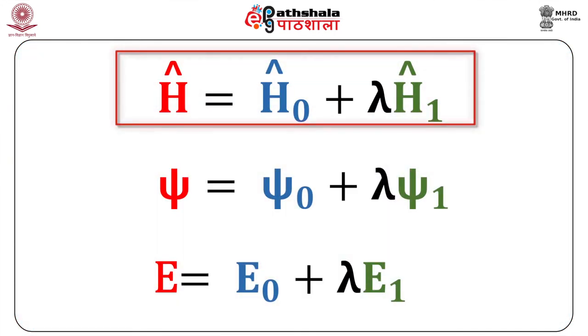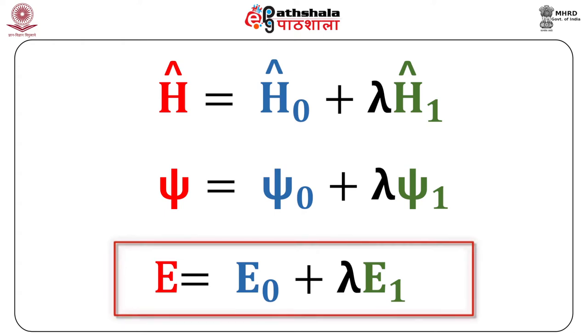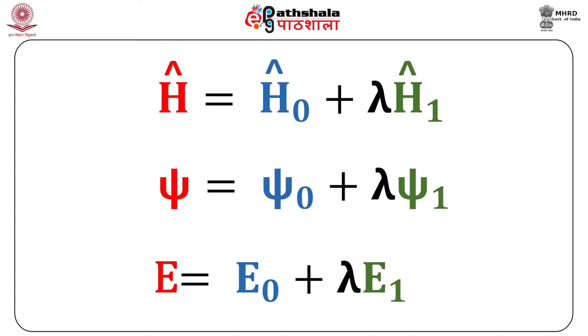However, in these applications, we will consider only the first order perturbation effect. That will be the basis, and therefore the perturbation theory which we will be using in these applications would be the first order perturbation theory. So in this first order perturbation theory, the total energy, wave function and the Hamiltonian of the perturbed system will be written as H cap is equal to H0 cap plus lambda H1 cap. Similarly, psi will be equal to psi 0 plus lambda psi 1, and E would be E0 plus lambda E1. You can see here that in these equations, we have ignored the second order terms, that means those terms where lambda square was there. Therefore, only the first order correction of the perturbation theory is taken.